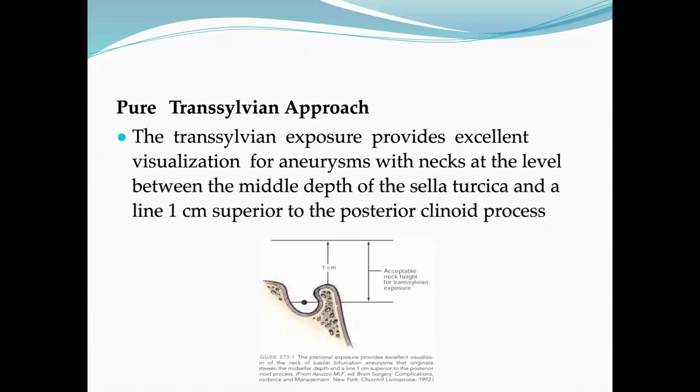Now this is the picture. This is the range. If you want to go for a Transsylvian approach, you have to get the mid-sellar point. From the mid-sellar point, as well as from the posterior clinoid, the aneurysm neck must be in the range of 1 centimeter. If the neck is more than 1 centimeter, it becomes a high riding one, and you will require some additional enhancing procedure to get access to it. If it is below, a subtemporal approach may be better. But approximately 70% of all aneurysm necks will fall within this range.